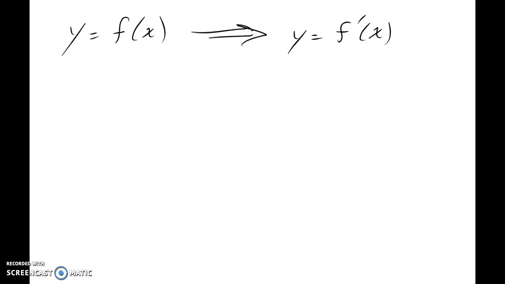And the derivative function tells us the slope. It's a collection of the slopes of the tangent line at some value x equals a. This function right here, the derivative, is just a function that represents the slopes of the tangent lines.